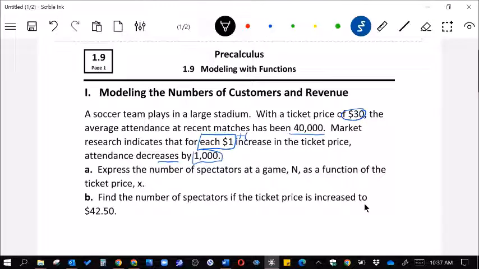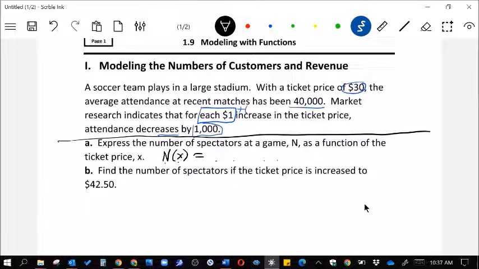All right. So we have something to work with. There's a cause and effect here, it seems. So we're going to write the number of spectators at a game N as a function of the ticket price X. That means it's this notation. So N, the number of people, is based upon the ticket price. And what we need is the math parts that make that up.